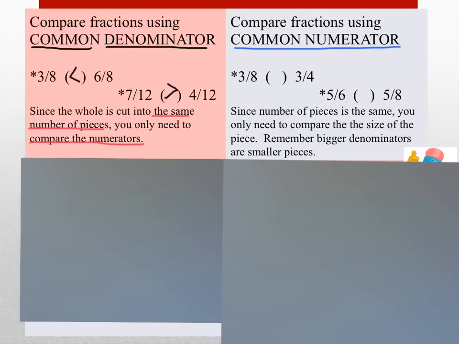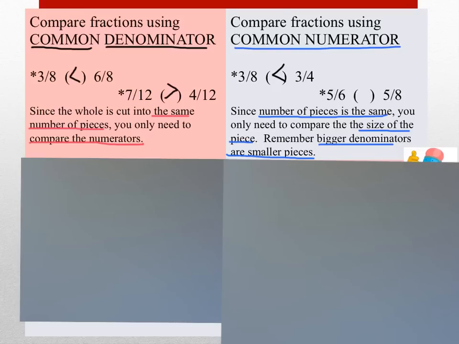When I compare fractions by common numerators, the number of pieces are the same, but the size of those pieces are not. So for common numerators, I'm going to compare the size of the piece. This can be tricky. It's important to remember when using common numerator that bigger denominators are smaller pieces. So 3/8 sized pieces compared to 3/4 sized pieces. 8th sized pieces would be smaller than 4th sized pieces, so 3/8 would be smaller than 3/4.